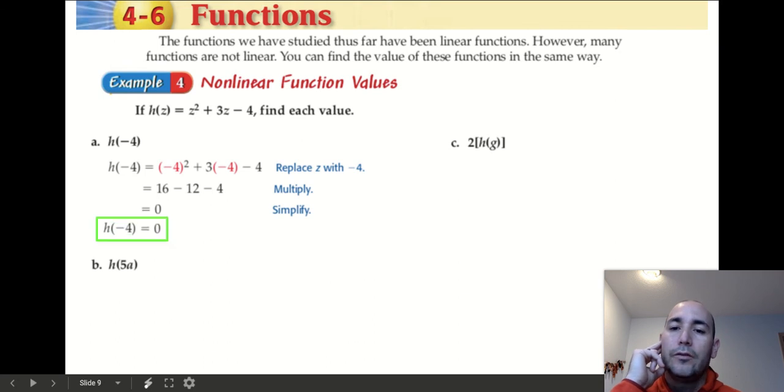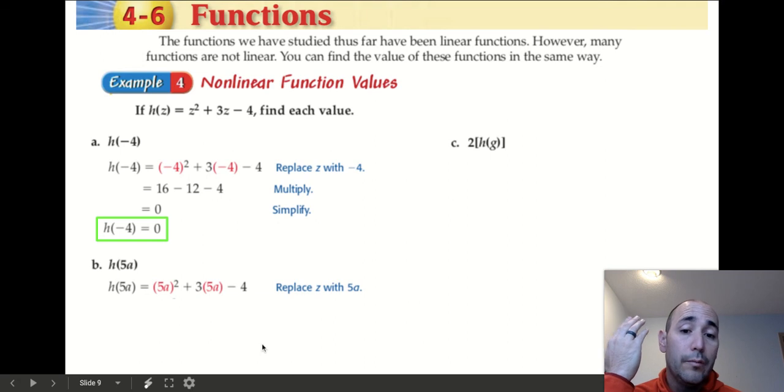Let's go ahead and do the next one now. So now it says h of 5a. So again, in this equation, the h function, I'm going to be inputting 5a. So these z's that you see will now be replaced by 5a. So here we go. Everywhere there was a z, now there is a 5a. So now we're going to do it the same way. We're going to go ahead and simplify this. We're going to do the exponent first. So 5a squared means 5a times 5a. Well, I know 5 times 5 is 25, and a times a is a squared.